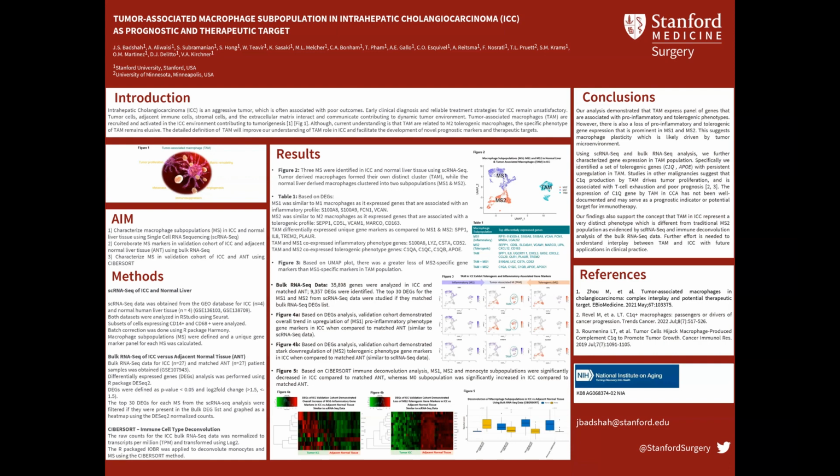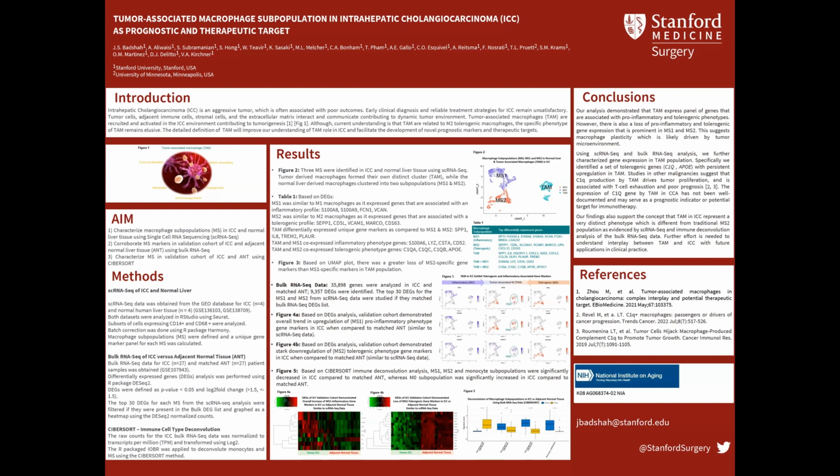For the bulk RNA-seq data, we were able to calculate the differentially expressed genes and then corroborate them with the single-cell macrophage subpopulation markers. What we noticed was an overall trend in upregulation of MS1 pro-inflammatory phenotype gene markers, whereas the MS2 tolerogenic-like phenotype gene markers were downregulated in the ICC versus adjacent normal tissue.